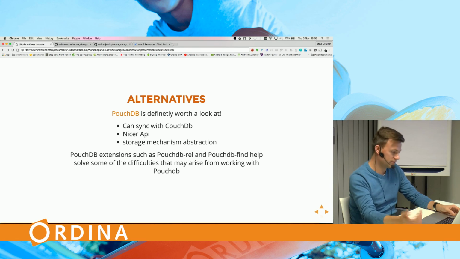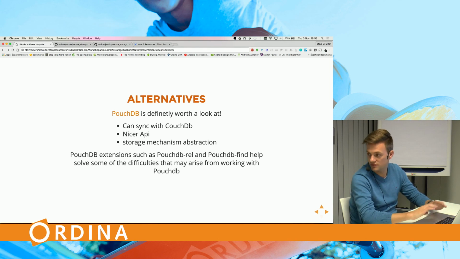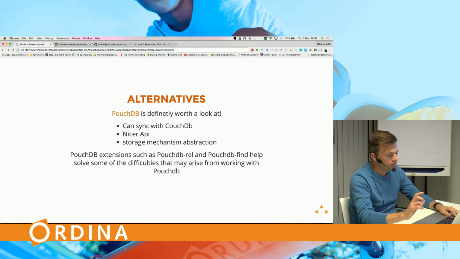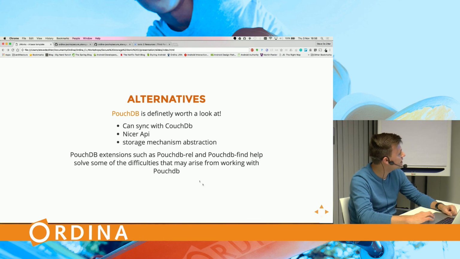And as I said, you have the sync out of the box that works. If you have a CouchDB on the server side, of course, it syncs everything for you, and it has a nicer API. Plain PouchDB isn't ideal yet, because it's all about key values that you store, and there's not a lot of query possibilities in it. But using PouchDB find, you should already get quite far with that.